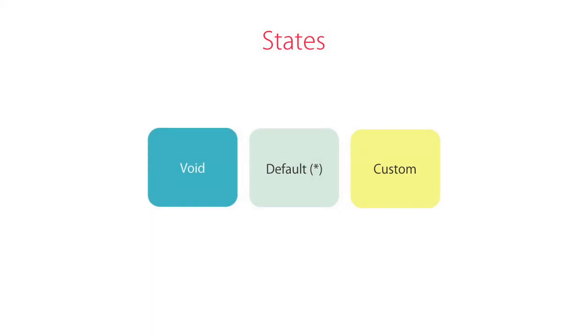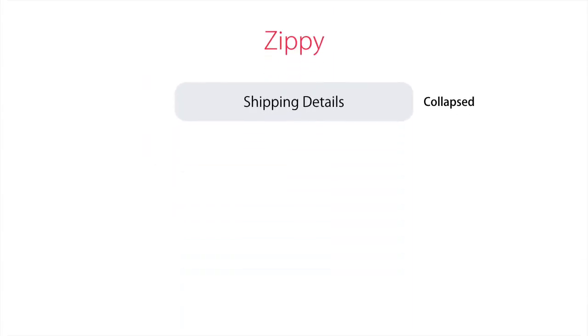Now back to the list of states. One more time, we have three types of states: the void state, the default state, which is indicated by an asterisk, and also custom states. We don't always use custom states because they only make sense in certain scenarios. For example, think of a zippy or an accordion component. This component is always visible in the view, but its state can change from collapsed to expanded. So if you want to implement an animation during this transition, then we'll have to work with two custom states here: collapsed and expanded. So this is the big picture.